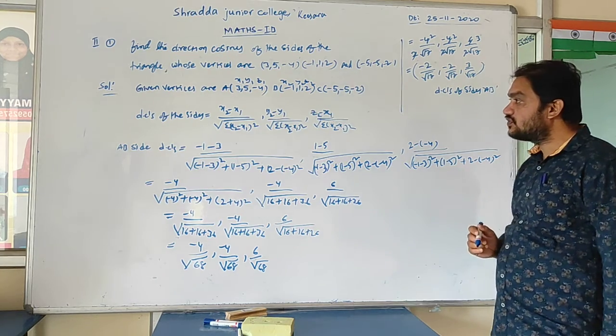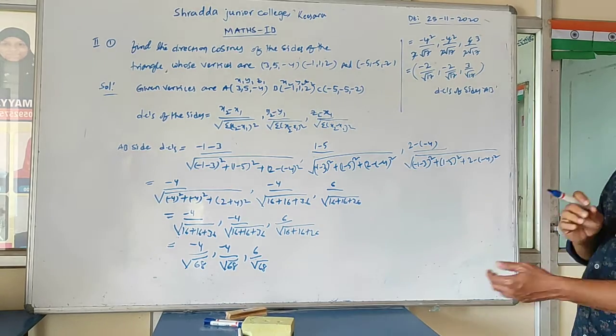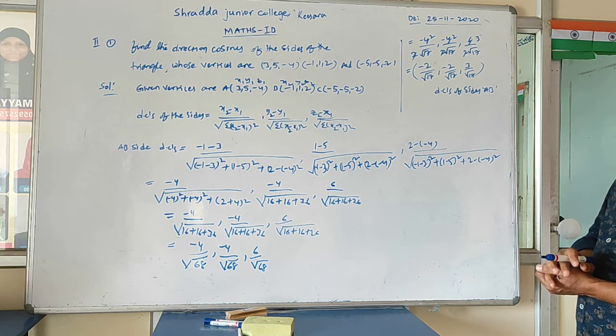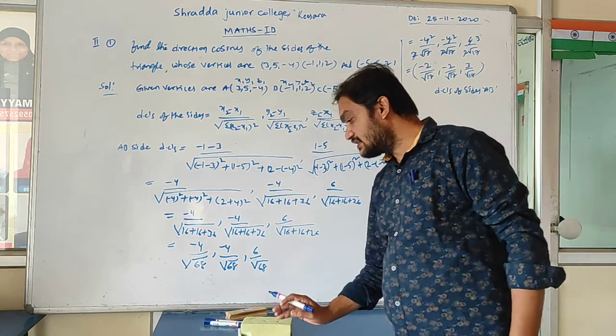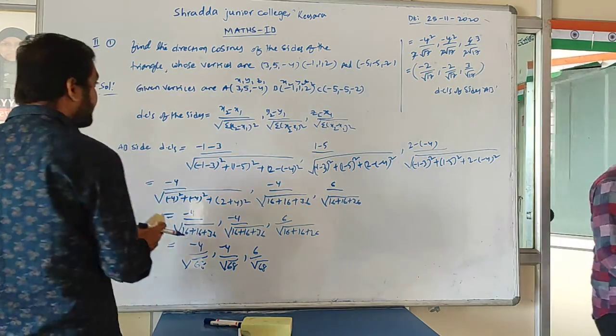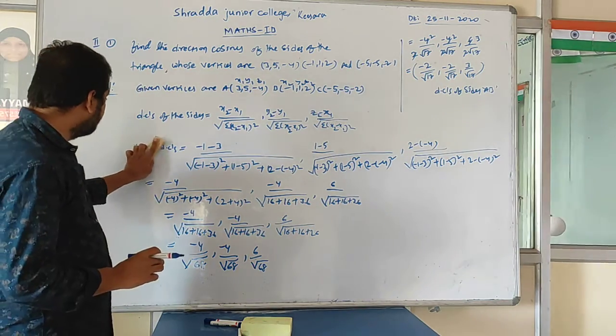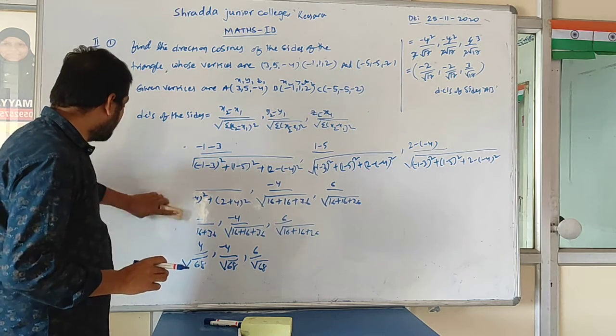And next we have to find the direction cosines of the side BC. So by using the same formula here, what are we getting now? See, the same process.